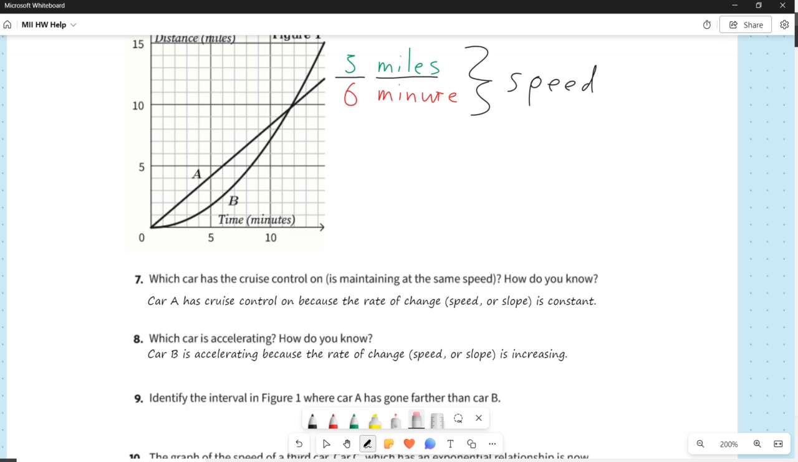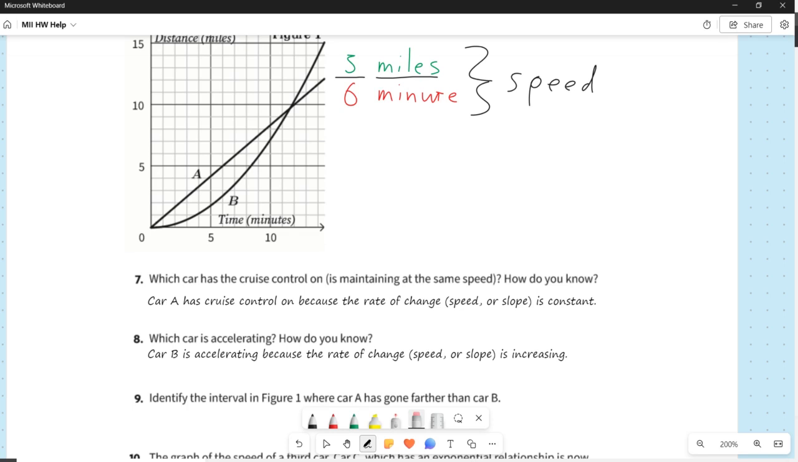So my y-axis here represents distance. So basically what we're saying is, what is the interval of time where the graph of A is visually above the graph of B? Because again, our vertical distance here, or our vertical axis represents distance. So if A is higher, it means it is farther than car B.